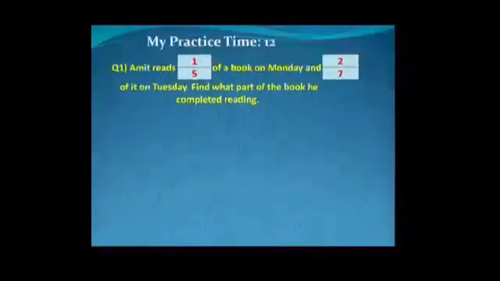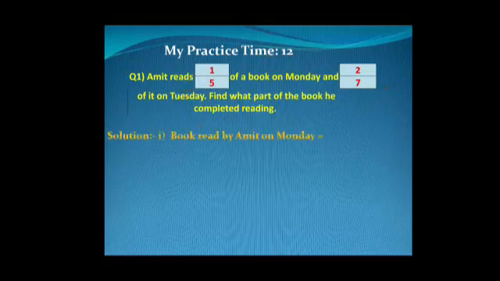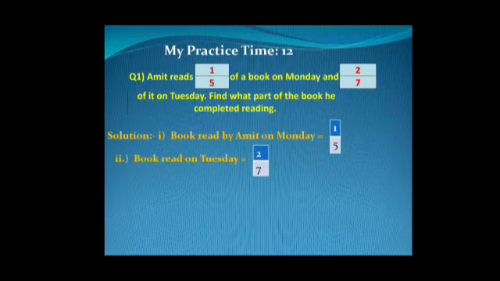So we know that Amit reads 1 by 5 part of a book on Monday and 2 by 7 on Tuesday. We have to find out the part of the book read by Amit on both the 2 days. So the book read by Amit on Monday is 1 by 5 and on Tuesday is 2 by 7. So the part of the book read by Amit on both the days is equal to 1 by 5 plus 2 by 7.